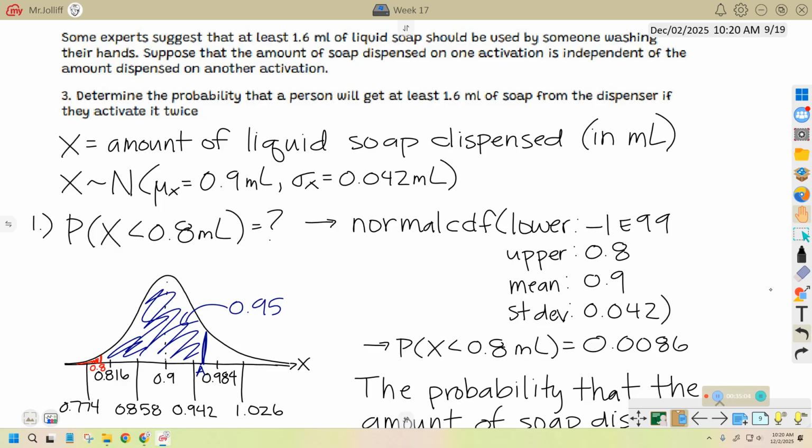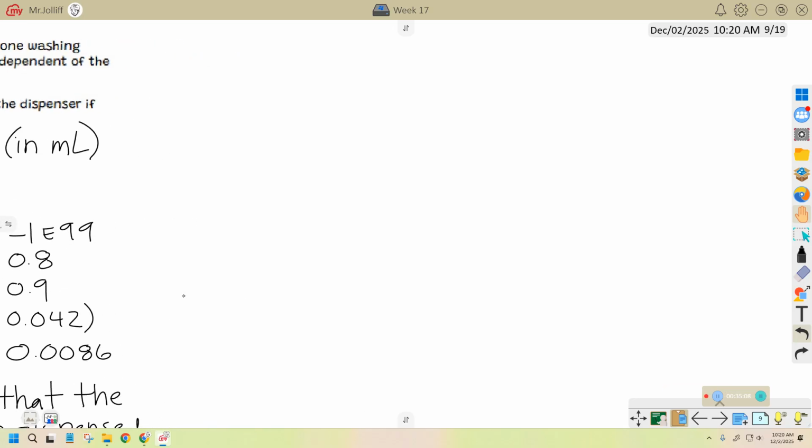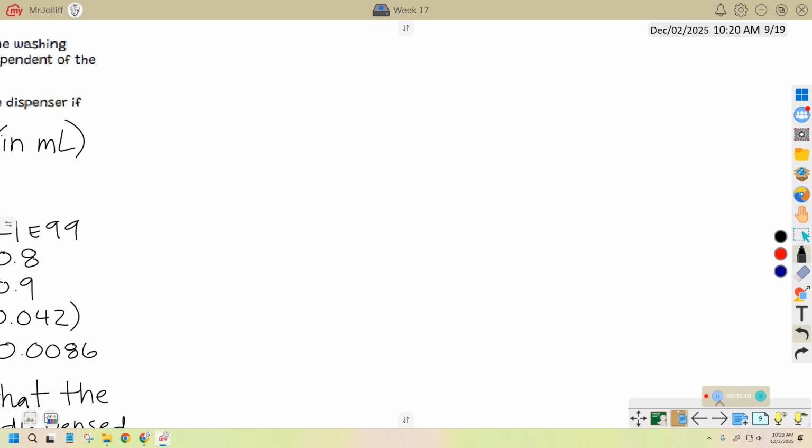So the very first thing I'm going to do is define a new random variable. What should we call our new random variable? Pick a letter. Stacia, pick a letter. T? We'll go with T. T for total. T is 2 times x. Yeah? And T equals the amount dispensed on 2 separate dispenses. Yeah?